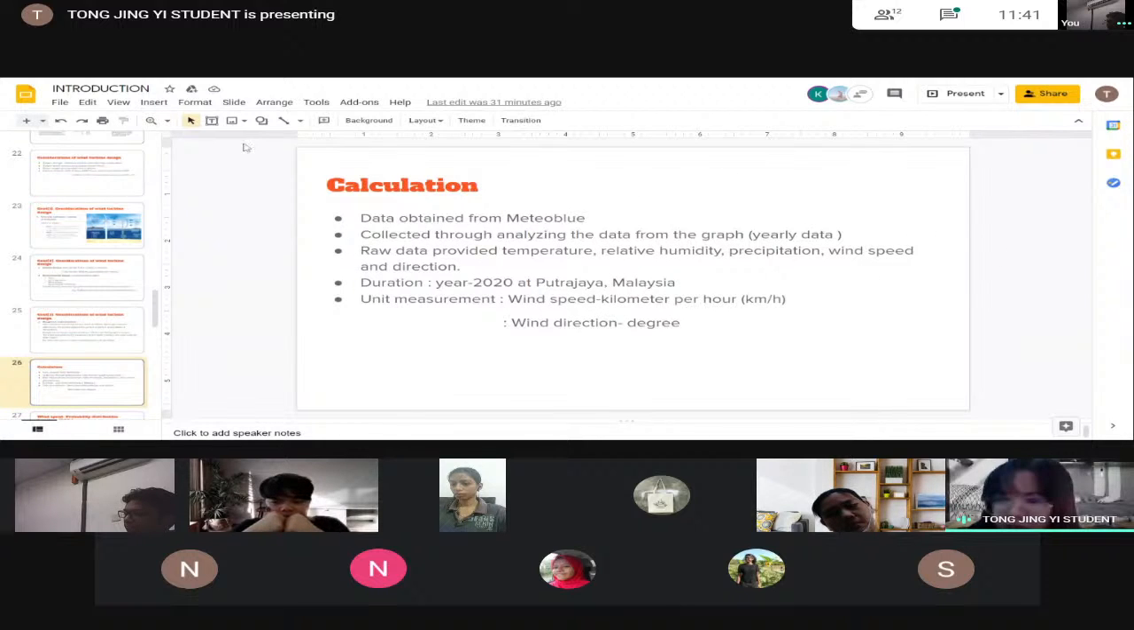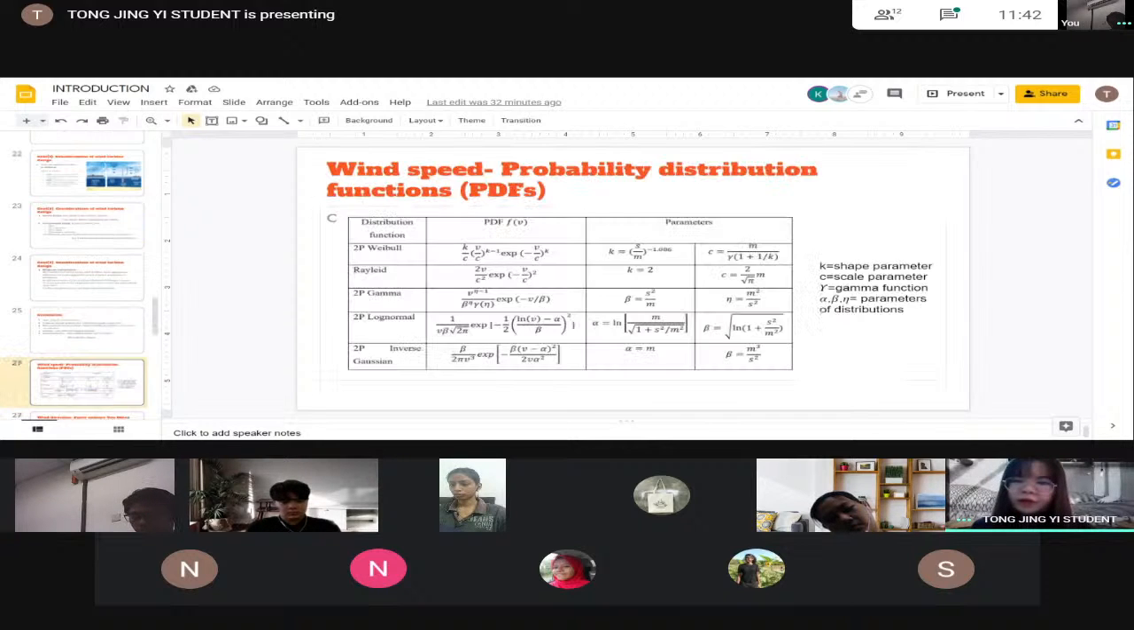Okay, next part is the calculation. Our data is obtained from Meteoblue, and we collect the yearly data by analyzing the data from the graph. The raw data provided from Meteoblue is temperature, relative humidity, precipitation, wind speed, and also direction. We take the year 2020 of Putrajaya, Malaysia, and the unit of measurement for wind speed is kilometer per hour, while for wind direction it is degrees.